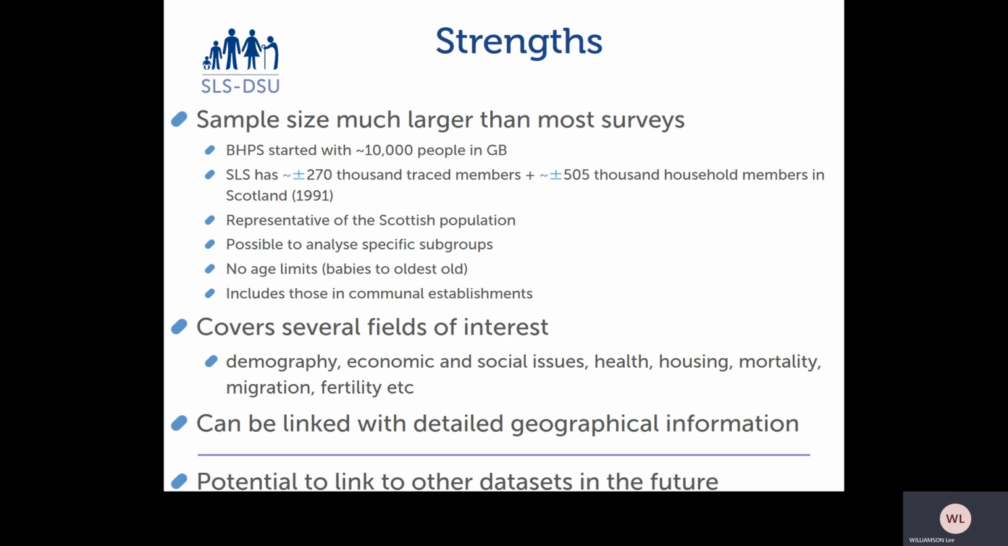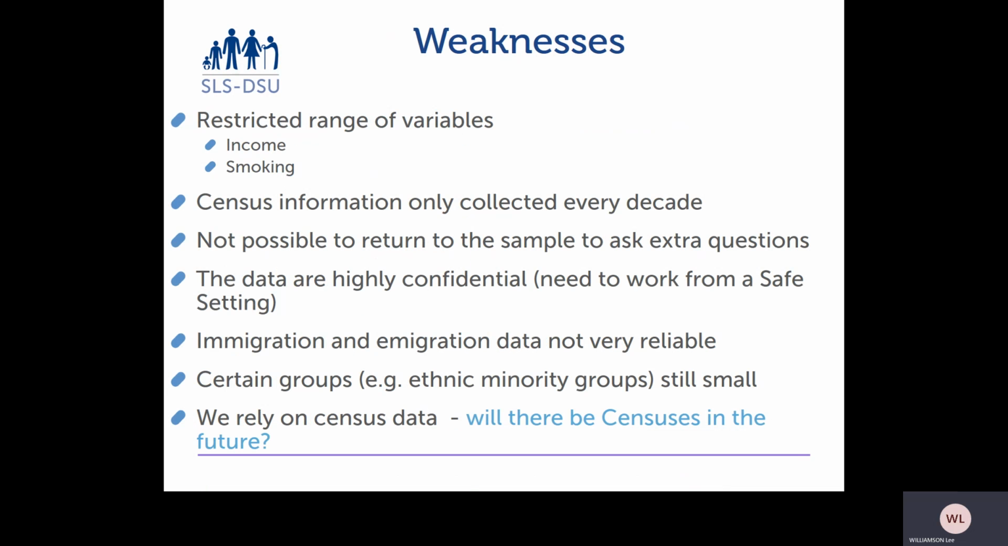So strengths, obviously really large numbers, no restriction on age, can look at some subgroups, and of interest to plenty of different research areas. You can link in detailed geographical area information, like you can add in SIMD or domain scores from SIMD, and there's potential to link to other data sets in the future. This could be, obviously, COVID data, subject to approval from PBPP.